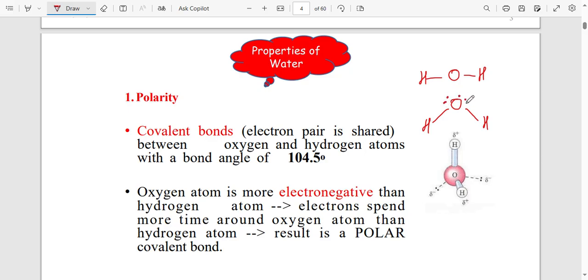And because of the lone pairs of electrons, oxygen in comparison to hydrogen is more electronegative. It pulls electrons towards itself. So because oxygen is pulling electrons away from hydrogen, even when those electrons are being shared, oxygen will end up having a partial negative charge, and hydrogen will end up having partial positive charges.